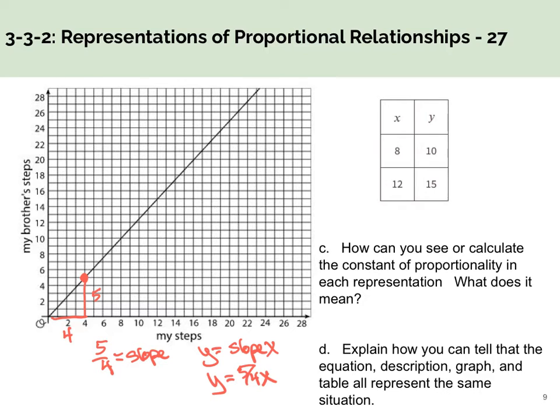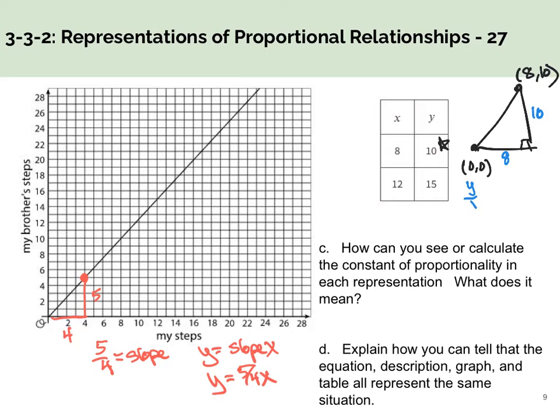And so what we can do is make a right triangle. We start at 0, 0 because it's a proportional relationship. And we pick this top point, so we have it as 8, 10. Then we can do our vertical. Our vertical would be 10. Horizontal will be 8.